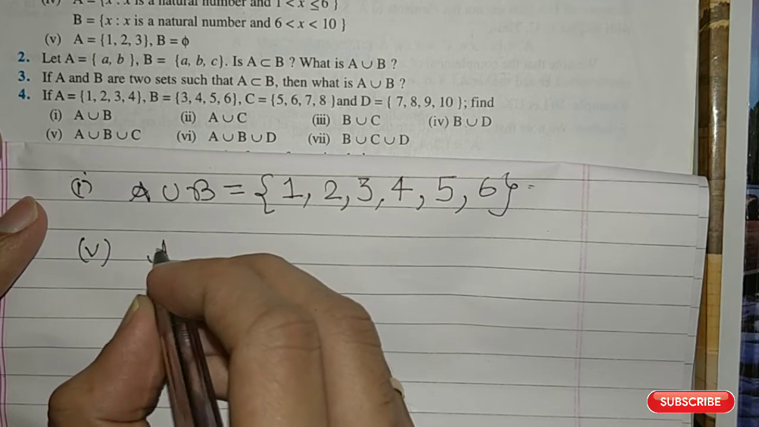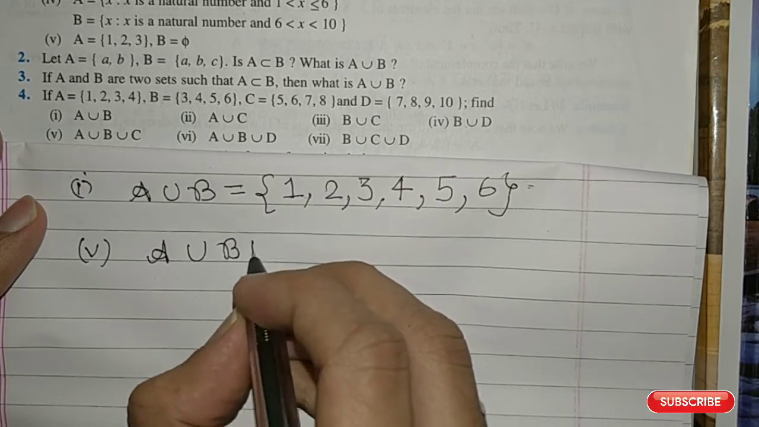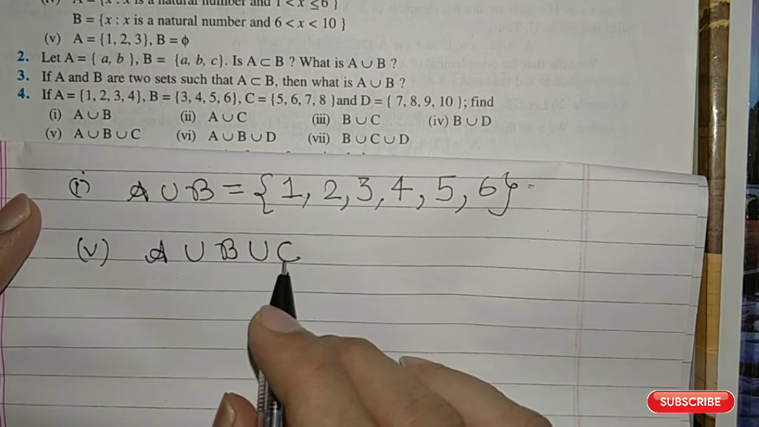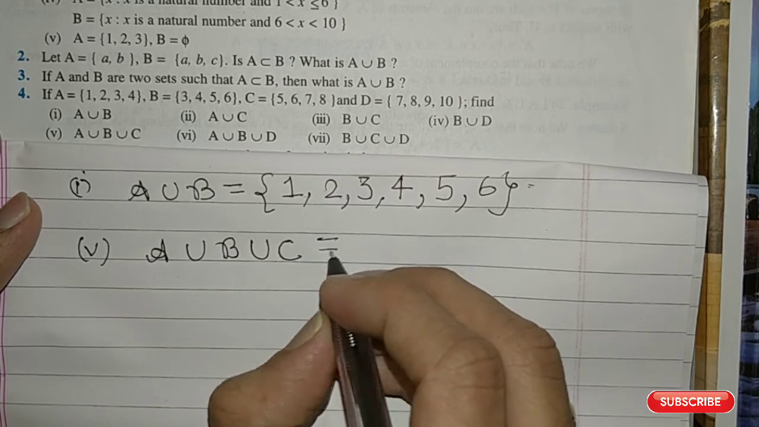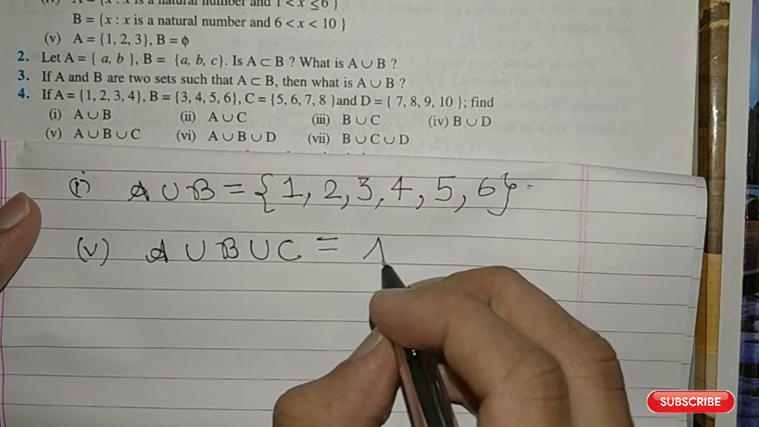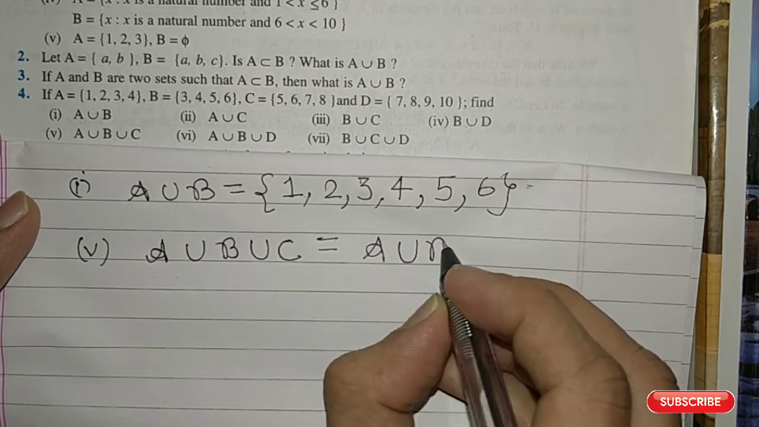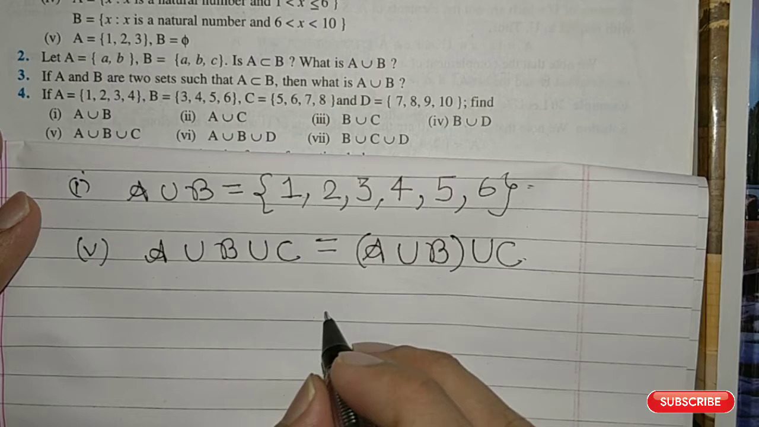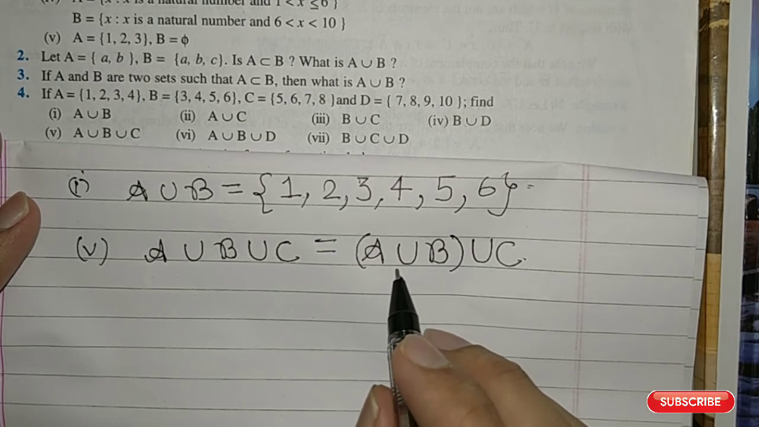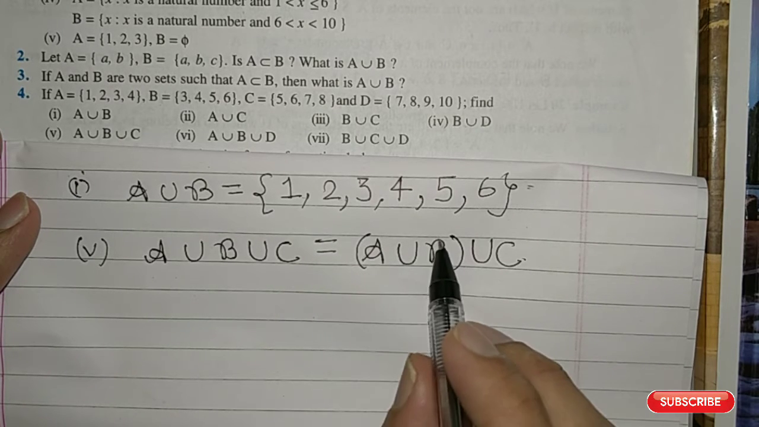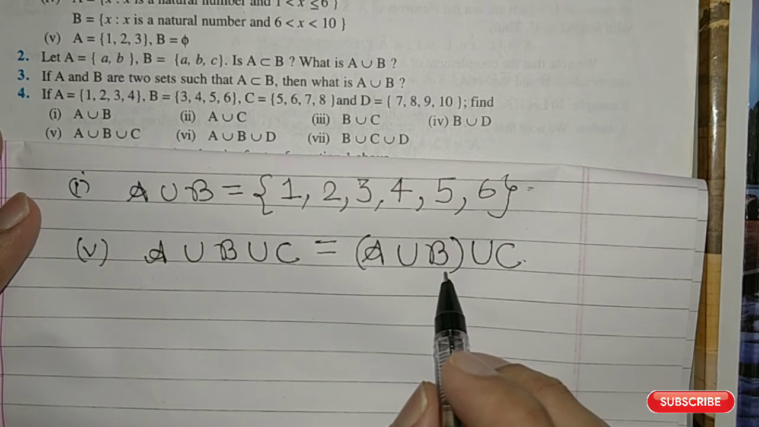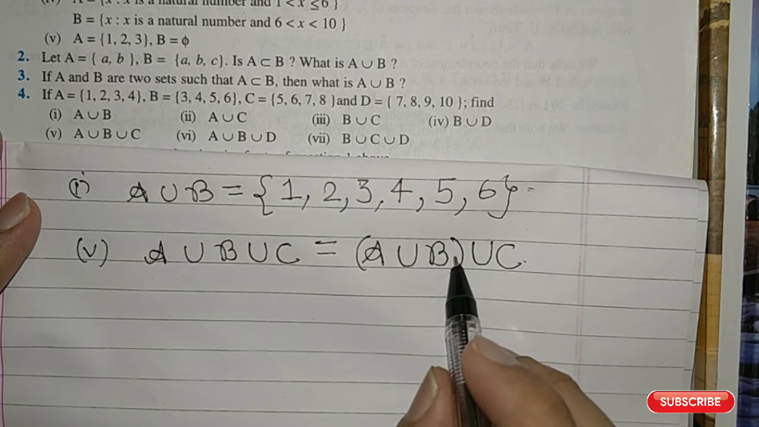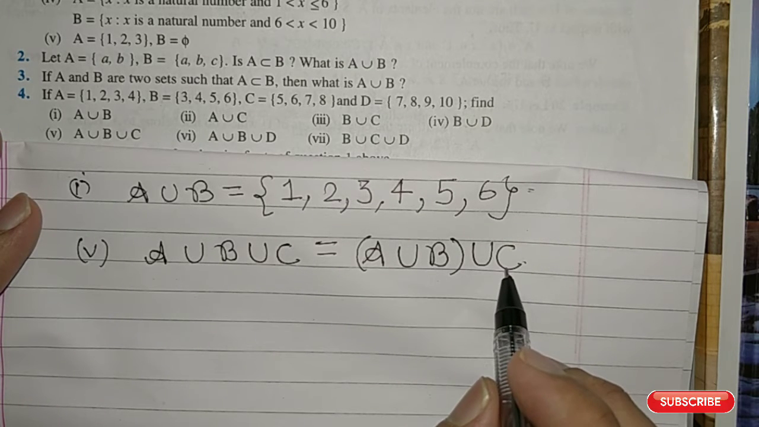In the fifth problem you have to find A union B union C. Okay. So A union B union C you have to find. Now how can you write this? I'll write it as (A union B) union C. What is the meaning of this? This means that the A union B operation is done first. So first you are doing the operation A union B, and the result that you get, you are taking that result union with C.